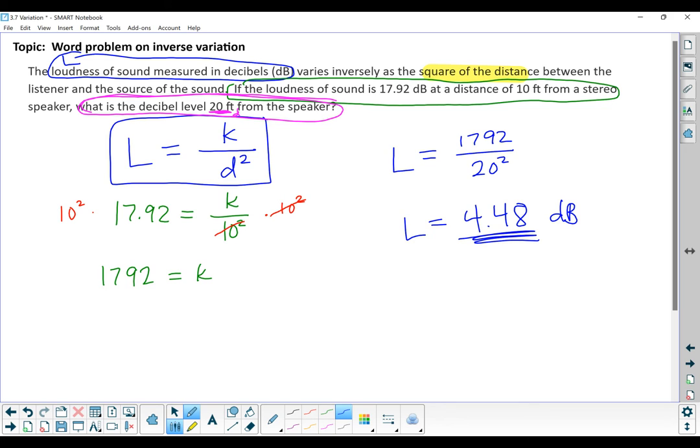Just really watch out for squares on this. So we had to use squares on our distance because of that word square. So really watch out for the word square on these. All right, so that's inverse variation. That's where you're going to set up a little equation involving a fraction with your constant on top.